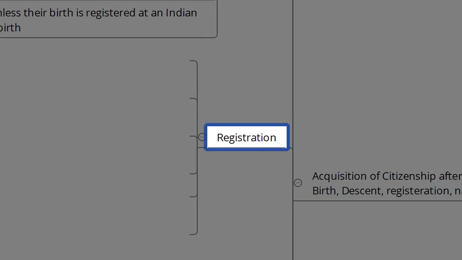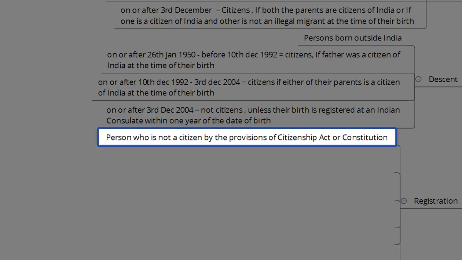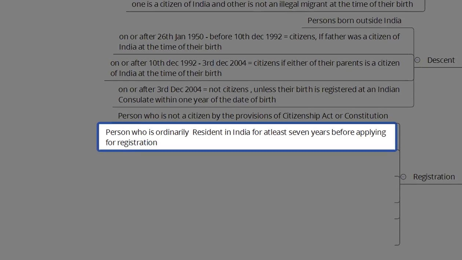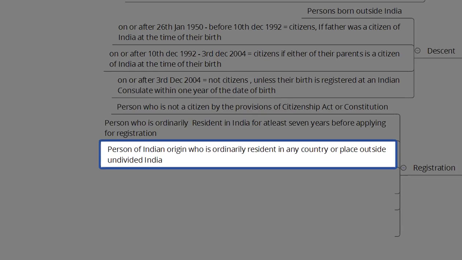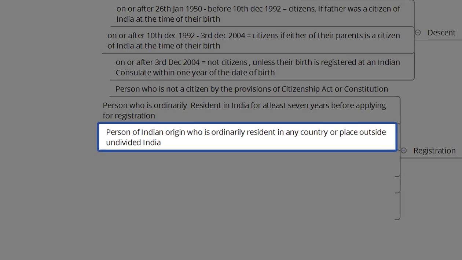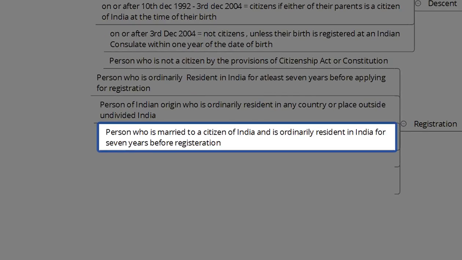So now let's see about registration. This is for a person who is not a citizen by the provisions of the Constitution as well as the Citizenship Act. It is for a person who is ordinarily resident in India for at least 7 years before applying for registration, and also a person of Indian origin who is ordinarily resident in any country or place outside undivided India, or a person who is married to a citizen of India, meaning a spouse of a citizen of India, simple.